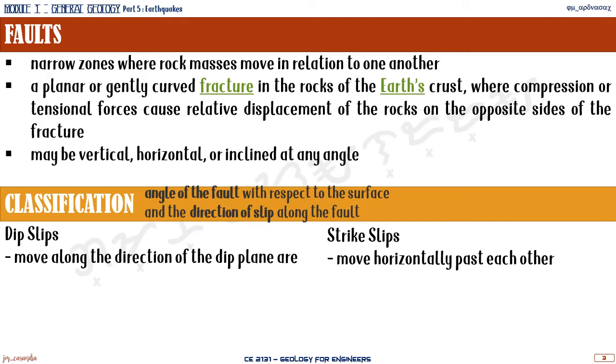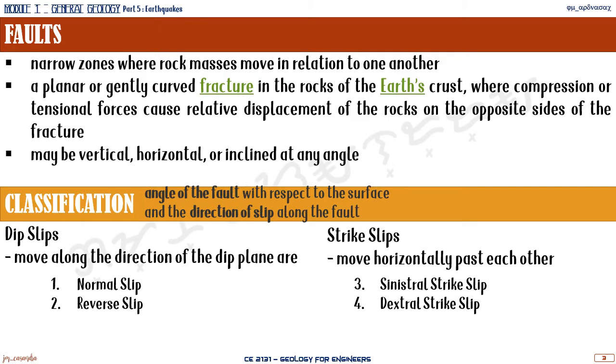So under dip slip, we have what we call the normal slip and the reverse slip. And under the strike slip, we have what we call your sinistral strike slip, and the second one is what we call your dextral strike slip. A special classification of fault is simply a combination of a dip slip and a strike slip, which we call an oblique slip. Okay? So to understand the different classifications of faults, let's start first with the dip slip.